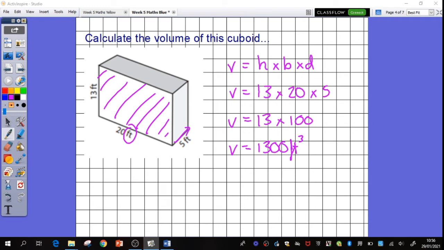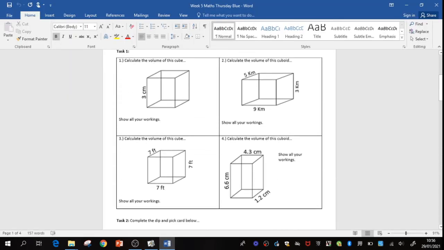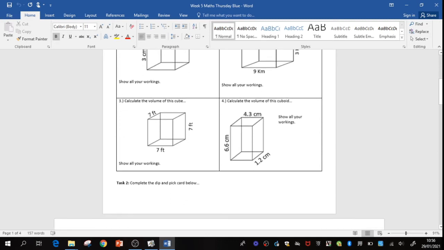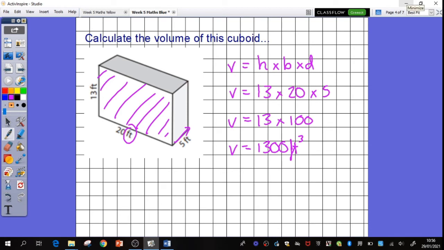What I'd like you to do now is to pause this video, have a go at task 1, calculating the volume of these cubes and cuboids. When you're ready for task 2, come back and play the video.